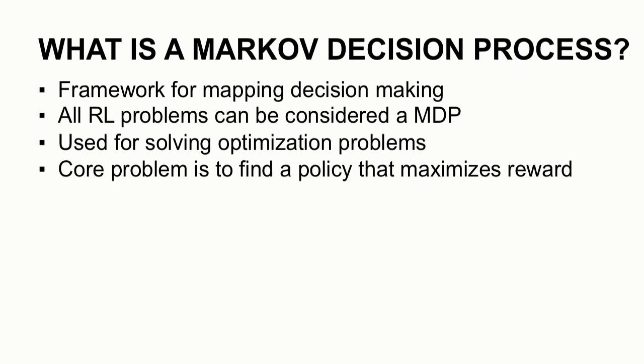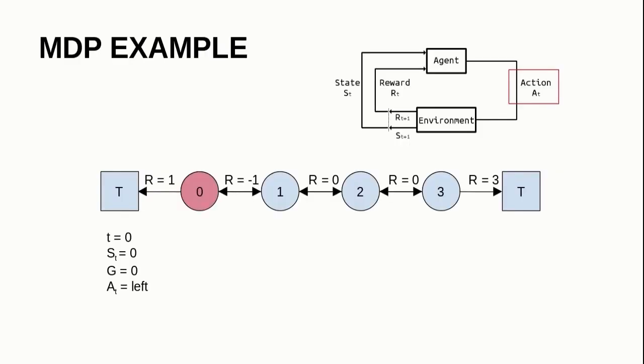MDPs use time steps and map a current state at each time step. The agent may choose any action that is available in this state at a given time step. This is a way of mapping the relationship between taking an action in a current state and the new reward and new state. Here's a simple example. In this MDP, we start in state 0, and we have the options of moving left or right. Let's see how it relates to the reinforcement learning loop.